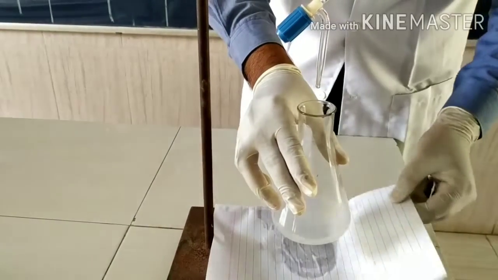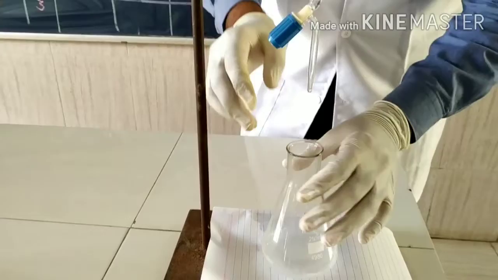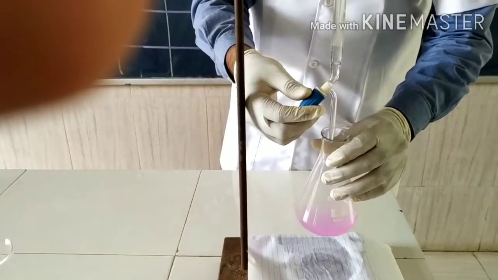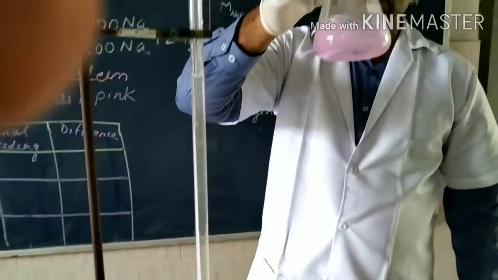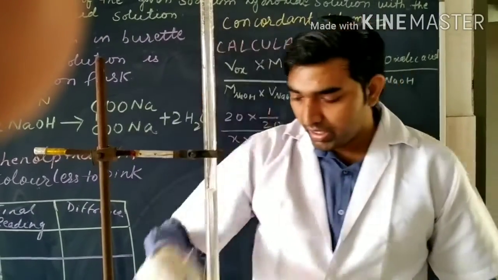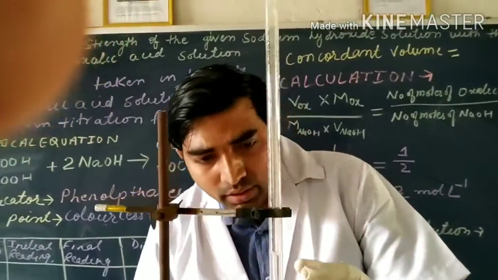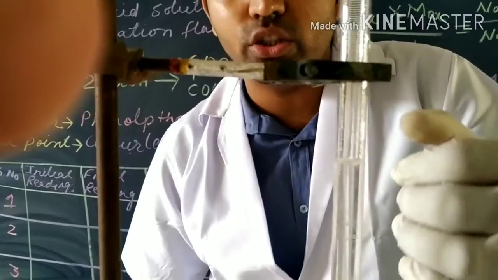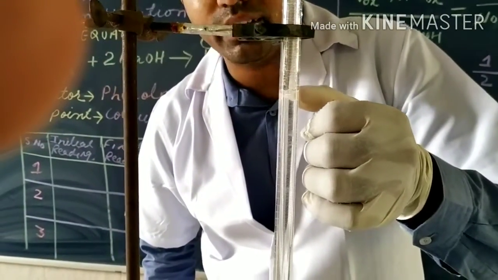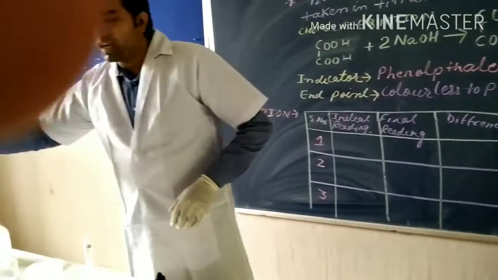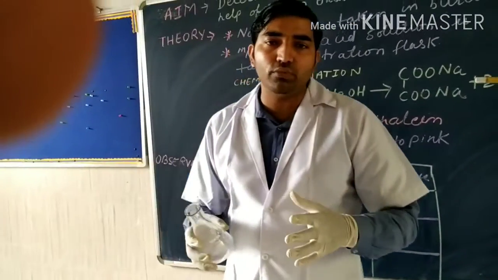And we place a white paper or a white glazed tile so that even a little change in color will be observed. See, this is the permanent light pink color. And see, what is the reading? The reading is 22.6. The volume used here is 22.6. And throw this in this basin and repeat this experiment with the same volume of oxalic acid.